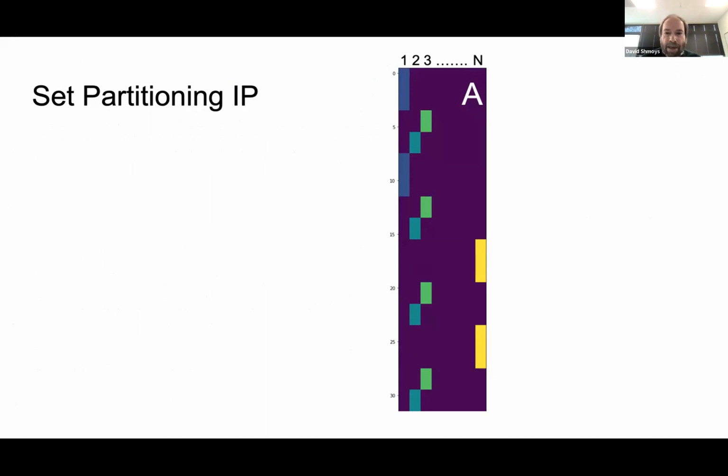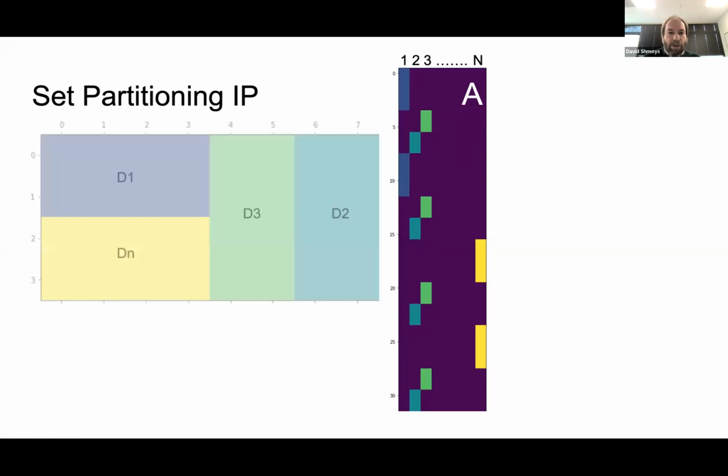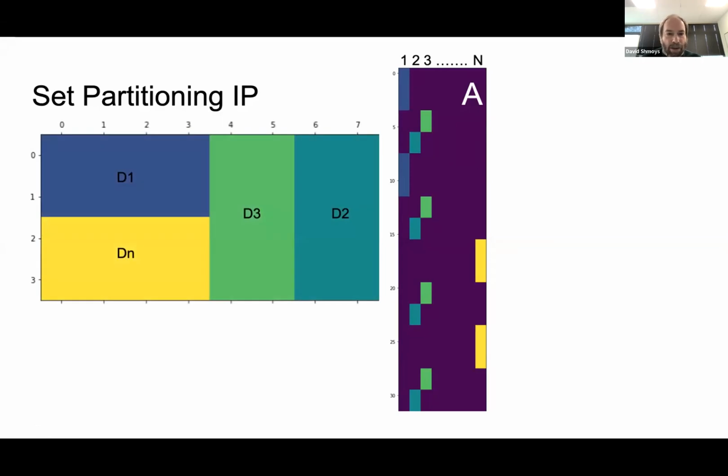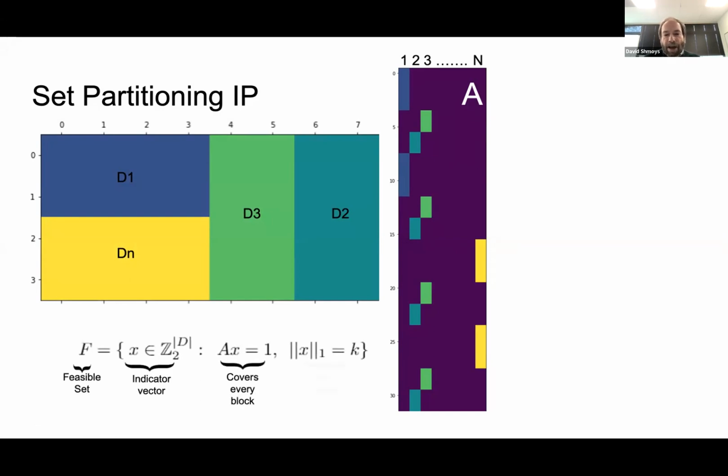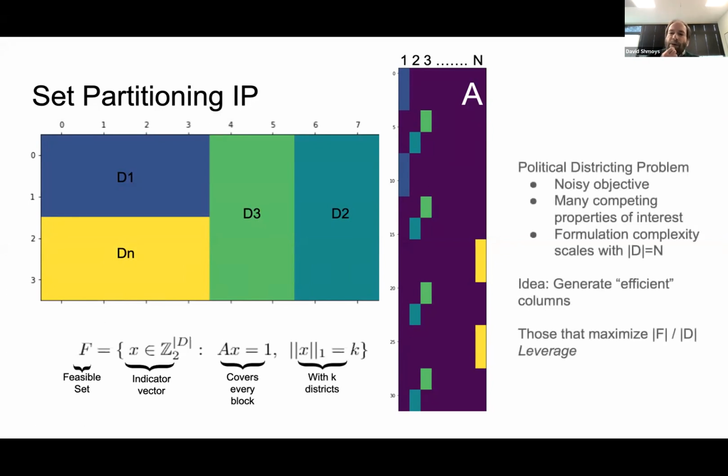And here, I'm depicting one feasible solution with 4 different colors in 4 different columns. You can see that for every block, there's exactly one highlighted column that contains that block, and we've chosen the 4 districts. So this gives one feasible solution that in this case corresponds to this plan. The set that I'm interested in, of course, as a feasible set is the set that covers every block and uses exactly k districts.